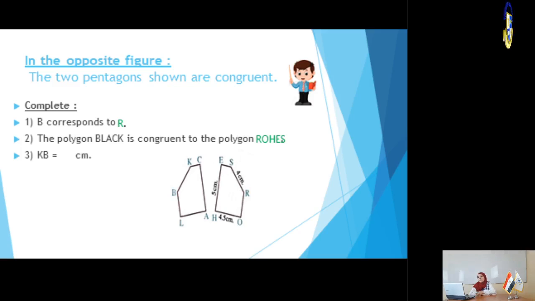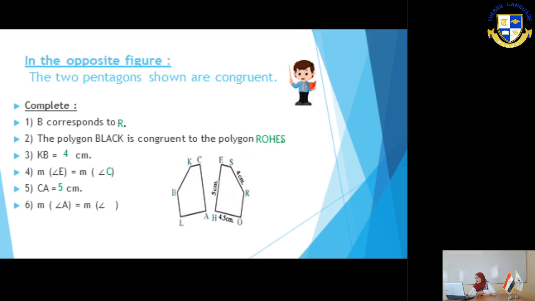ROHES. Number 3. What is the length of BK? BK corresponds to RS. RS is 4 centimeters, that means BK equals 4 centimeters. Number 4, the measure of angle E corresponds to C. Number 5, CA equals what centimeters? CA is corresponding to EH, it will be 5 centimeters. And finally, the measure of angle A equals the measure of angle H.